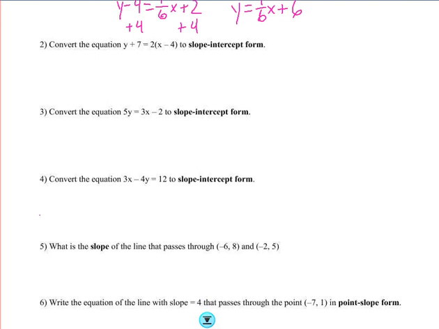Number two, we're going to convert this equation into slope-intercept form. Same thing. y plus 7 equals 2x minus 8. Subtract 7 from both sides and get y equals 2x minus 15.